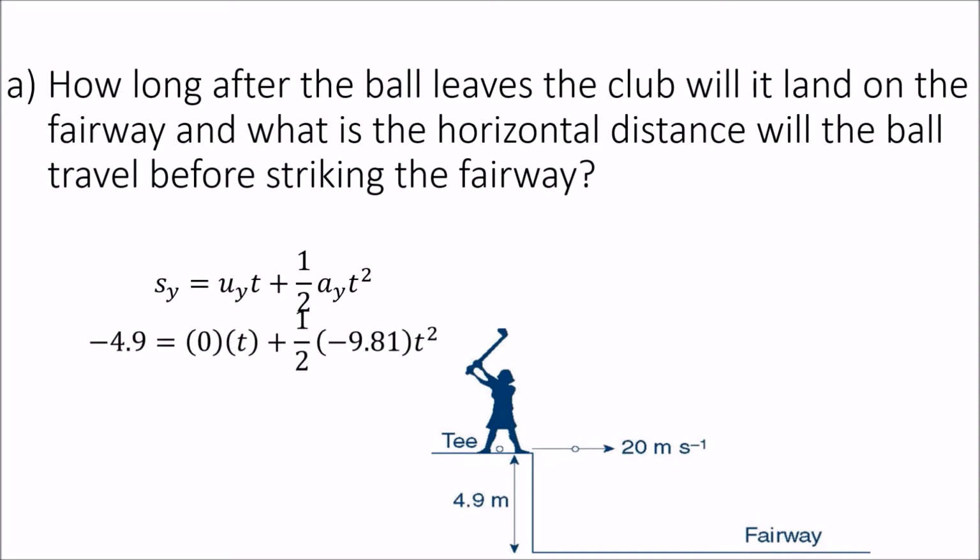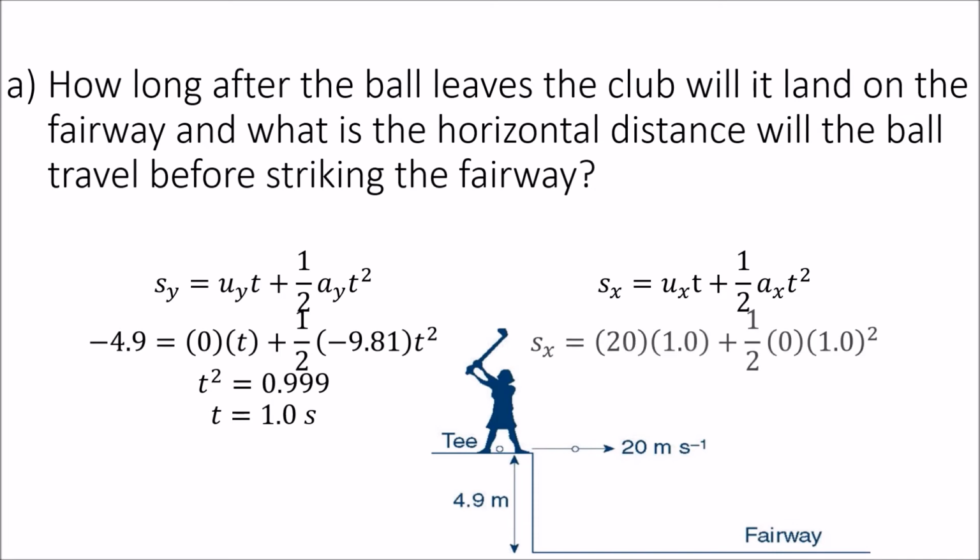Substitute in all the values and rearrange it. You will get your t equals 1.0 second. In order to find the sx, we will be using the same linear motion equation but using the information for the x-axis. Substitute in the values and you will get sx equals 20 meters.